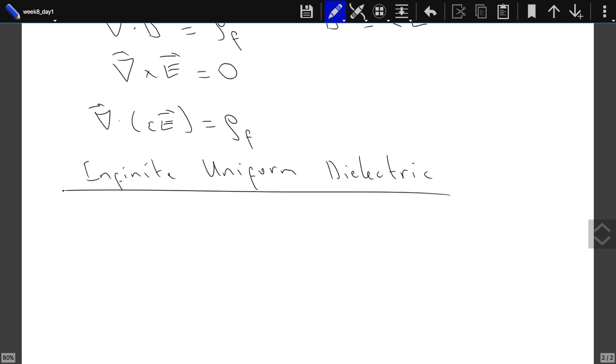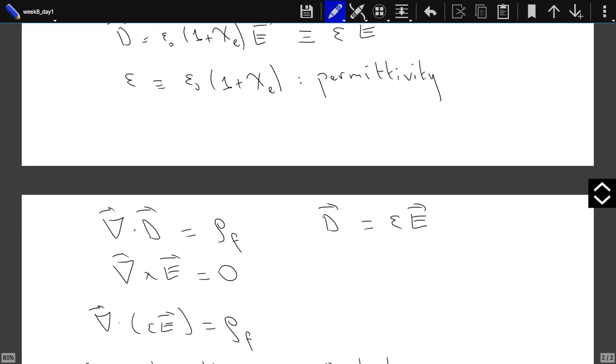So if we have an infinite uniform dielectric, it basically means that this permittivity is just constant everywhere. Just pay attention that here, I didn't take this epsilon out of the divergence. I kept it there on purpose because we will see many cases where epsilon is in general not a constant. It will be position dependent. If it is position dependent, when you are calculating this divergence, you have to also take the derivative of the epsilon.